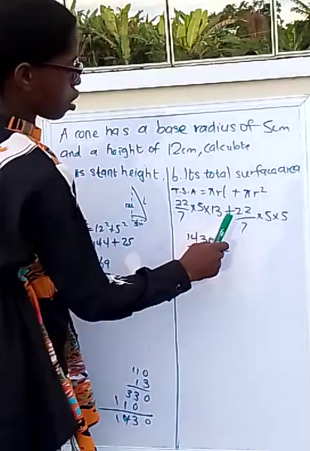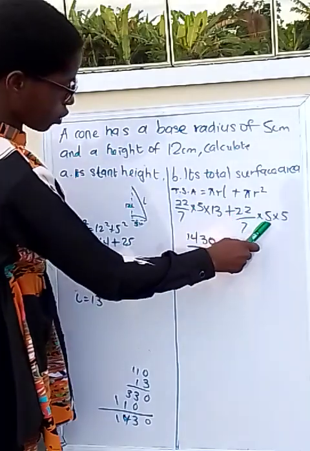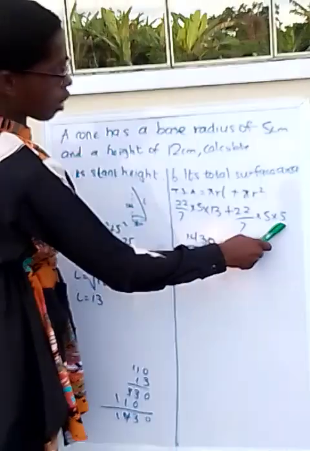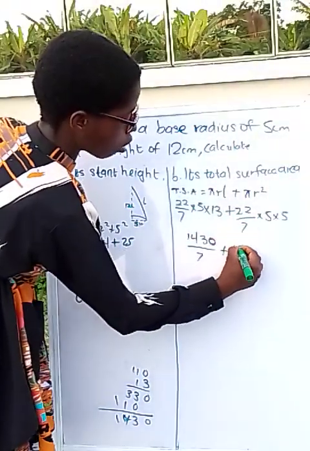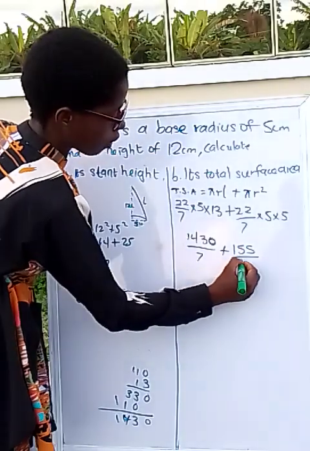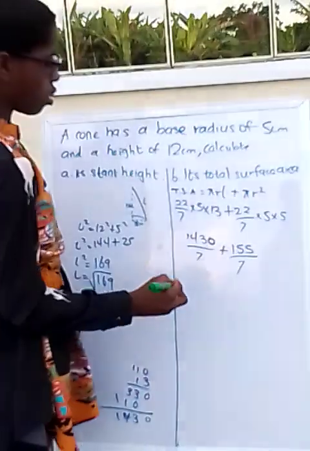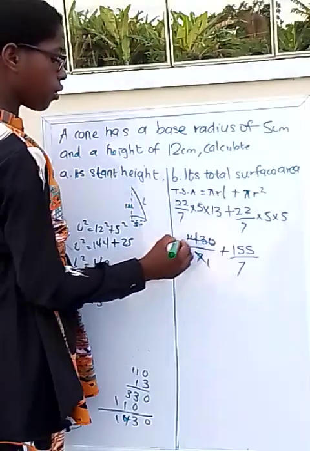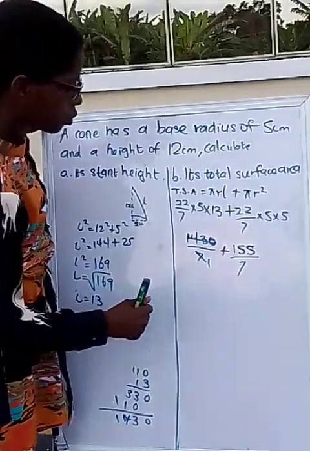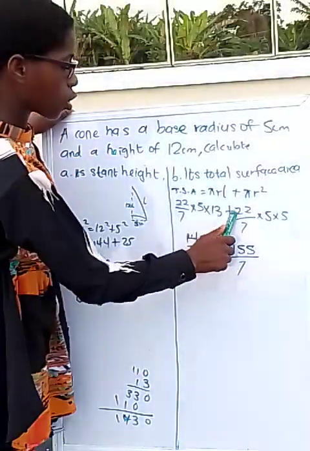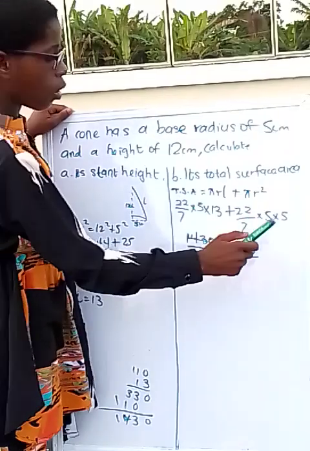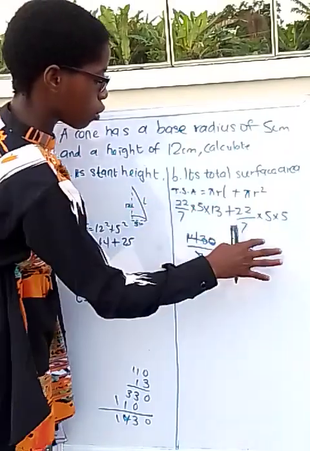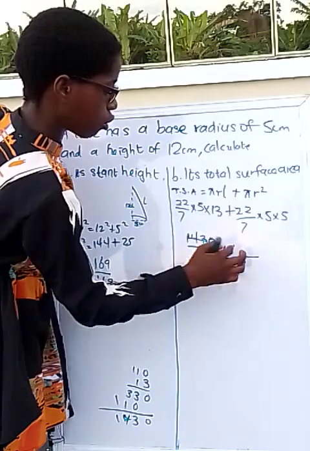Sorry, there's a mistake here. 22 times 5 is 110. 110 times 5 is supposed to be 550. So now let's continue our division.